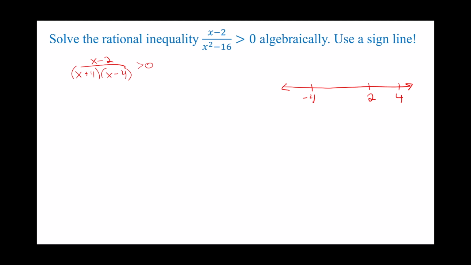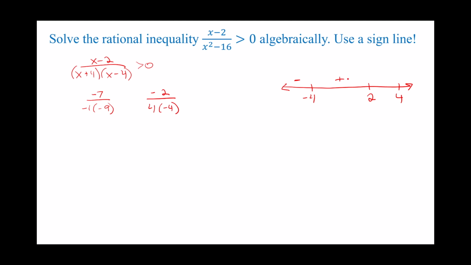4 to infinity. I'm going to pick a number in each interval to decide if the graph will be positive or negative in that interval. So if I pick a number, say less than negative 4, let's try negative 5. If I plug in negative 5, I would get negative 7 over negative 1 times negative 9, and 3 negatives means that's negative. If I plug in a number between negative 4 and 2, say 0, I would get negative 2 over 4 times negative 4, and 2 negatives make a positive.